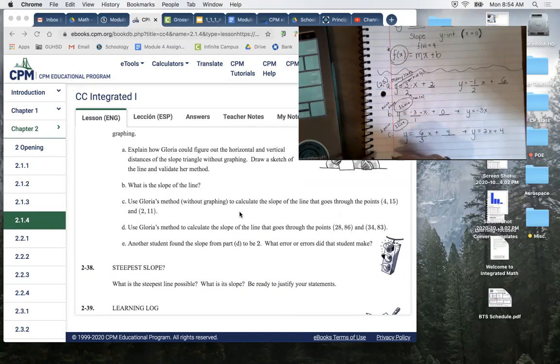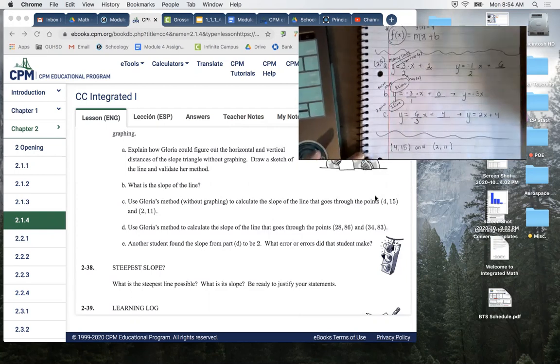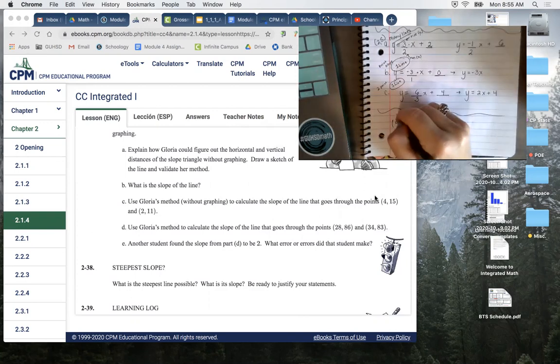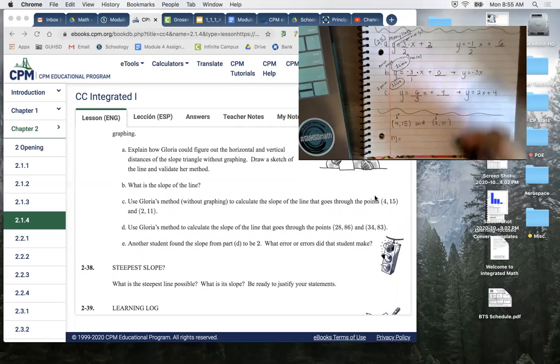So if you're given 2 points, without a graphing calculator, that goes through the point, let's say 4, 15, and 11, I want to show you how I would go about doing that. Our slope is actually what we would have to find first, because neither one of these is my y-intercept. A y-intercept is going to be when x is 0, and x is not 0 in either one of these.